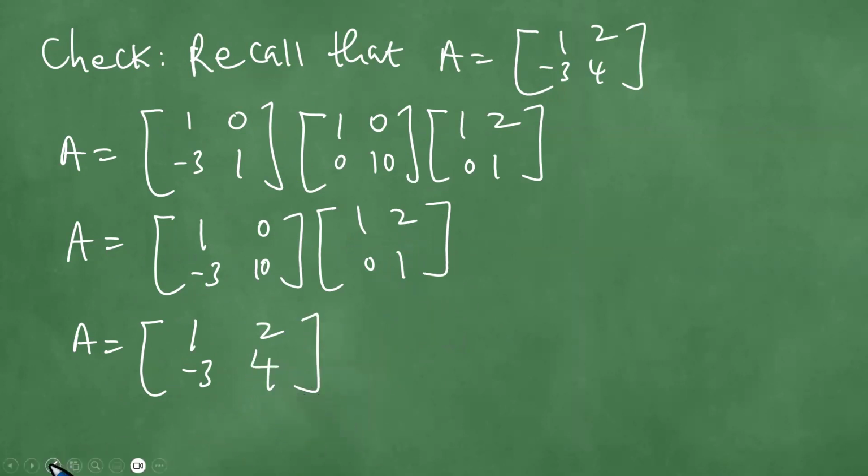In other words, it is clear that we're given the matrix A with the entries 1, 2, minus 3 and 4, and we're able to write the matrix A as a product of 3 elementary matrices whose product is the matrix A. And we've solved this particular problem step by step, and we're done.